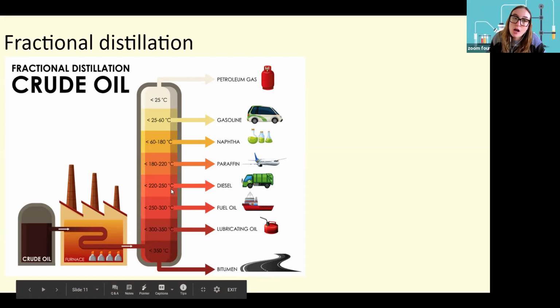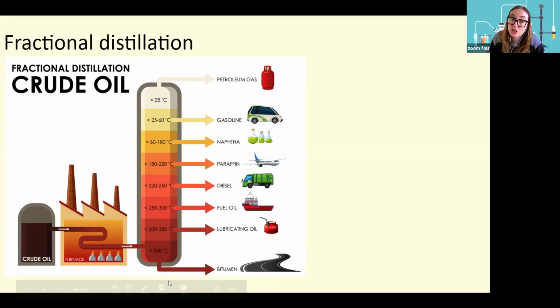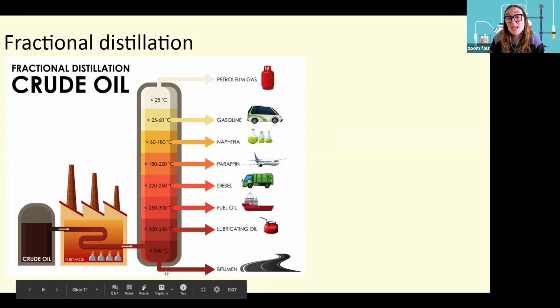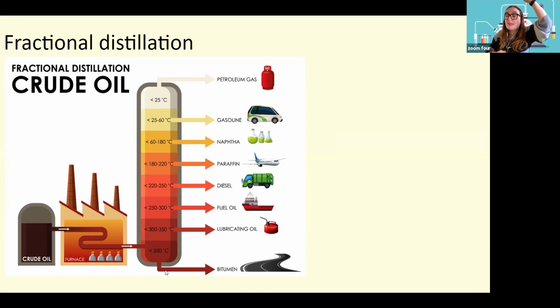Now, as you go up the tower in this fractionating column, that's what this is called, the temperature decreases. So as you get higher up, the temperature gets cooler and cooler and cooler. And what happens is as you get higher up, the different molecules start to condense. That makes sense, doesn't it? We've heated it up really hot, and now we're going to let it slowly cool down. So some things are going to start to condense.